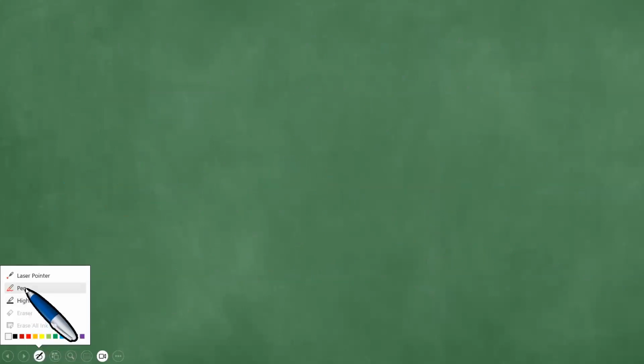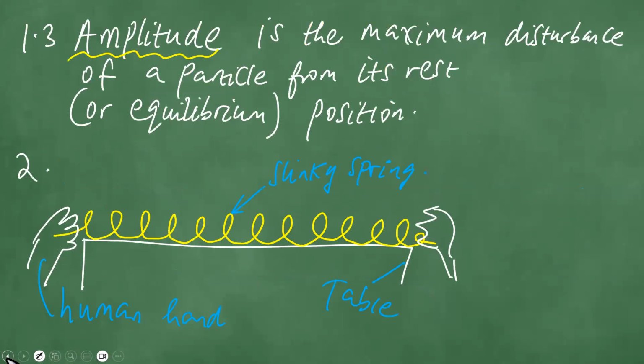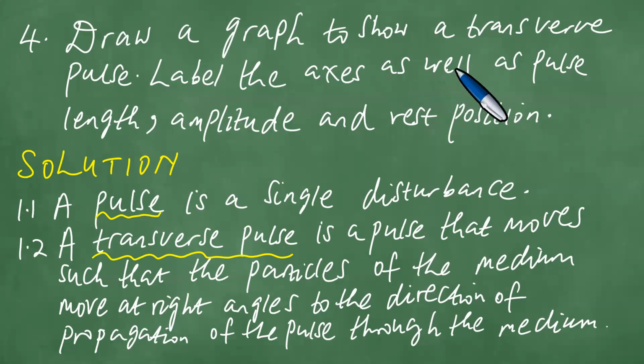Here's a question about drawing a graph. Draw a graph to show a transverse pulse. Label the axis as well as pulse length, amplitude, and the rest position. We need to draw the graph of a transverse pulse. How does the graph of a transverse pulse look like?